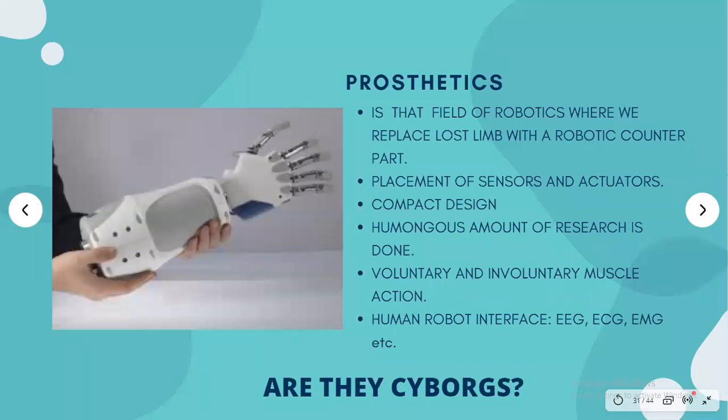Prosthetics is that field of robotics where you get to replace your lost limb, or maybe an amputated arm or amputated leg, with a robotic counterpart. Now, I have worked on prosthetics. The major challenge in the field of prosthetics is the placement of sensors and actuators.